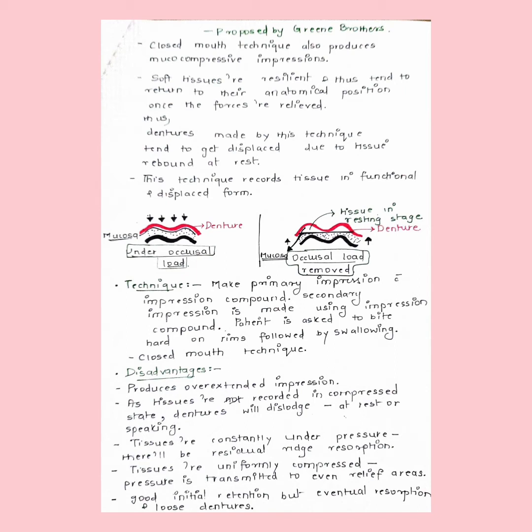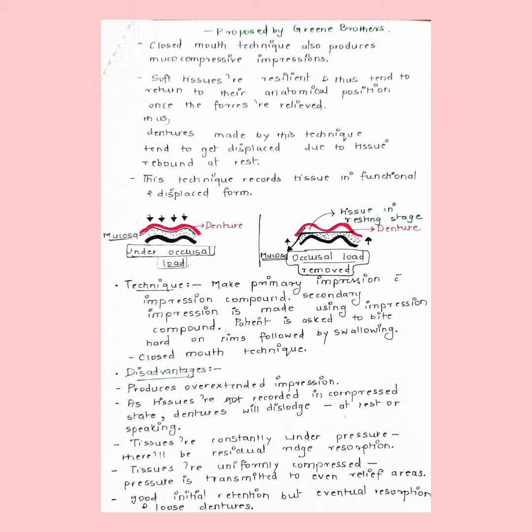Here, as the patient is asked to bite on the occlusal rim, this is a closed mouth technique. In the open mouth technique, the dentist uses digital pressure on the trays, whereas in the closed mouth technique or mucocompressive technique, the patient bites on the occlusal rim. The disadvantages are that this technique produces an overextended impression. The tissues are recorded in a compressed state, hence dentures dislodge at rest or when the patient is speaking, because there will be rebound of tissues to the resting state.